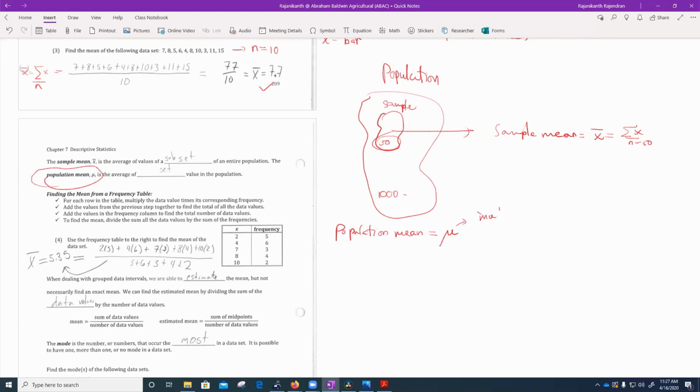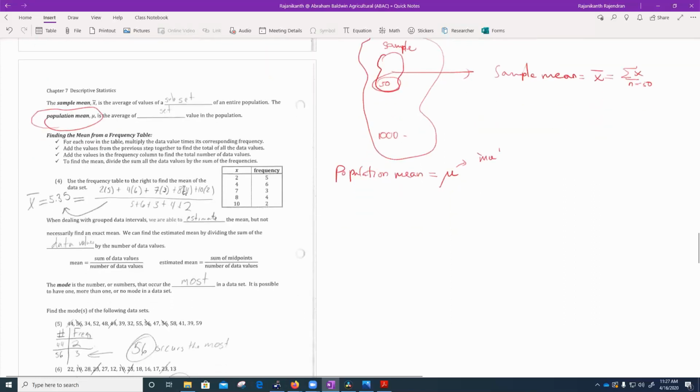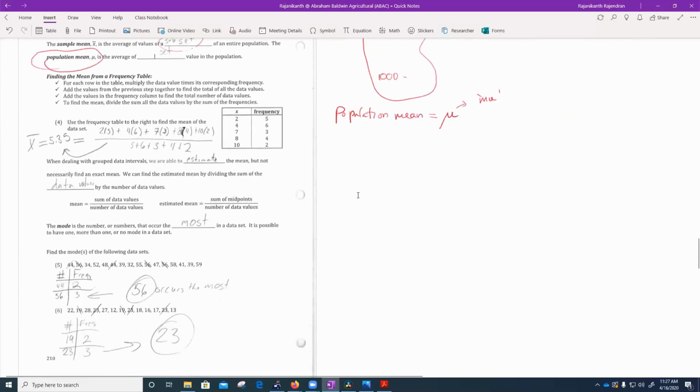These are the two different notions we have: population mean and sample mean. Roughly, commonly, if you are asked to find the mean, they mean the sample mean. So that's what this says. Sample mean X bar is the average of the values of your subset of an entire population. The population mean mu is the average of the set's values in your population. So far we know how to find the mean if you are given a data set.